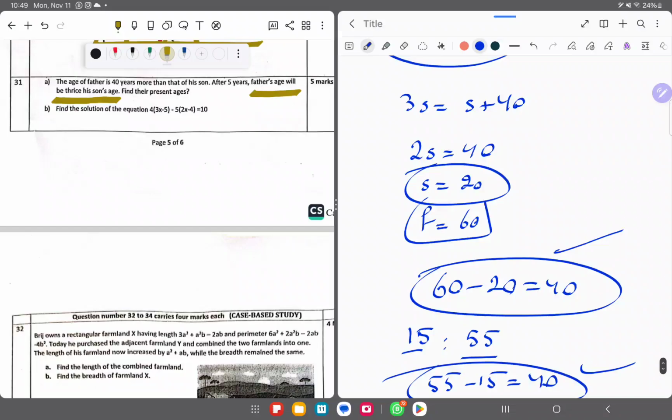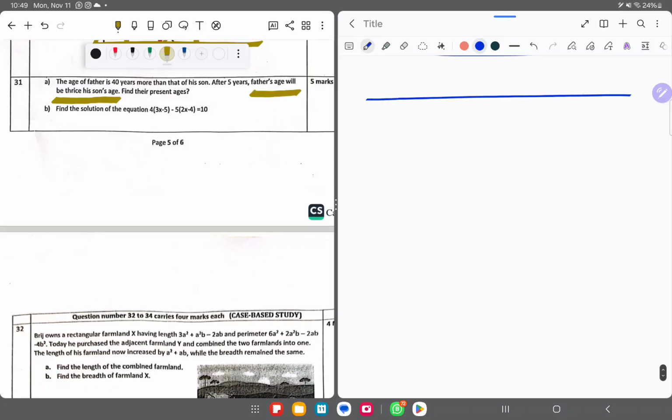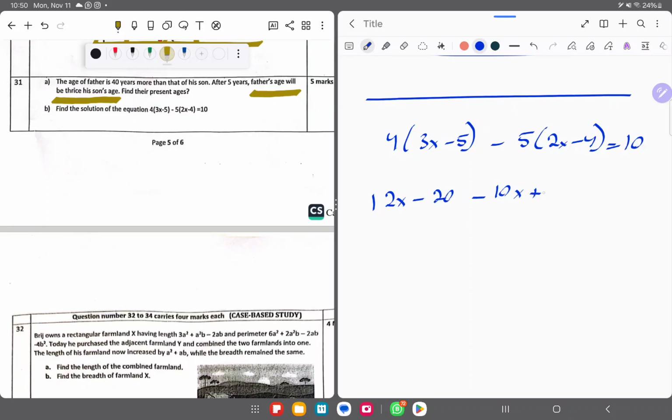Find the solution of the equation. Okay, we found x. No, we didn't. They're just asking for a solution. 4, 3x minus 5 into 2x minus 4 is equal to 10. 12x minus 20 minus 10x plus 20 is equal to 10. 20 goes away. 12x minus 10x, 2x is equal to 10, x is equal to 5. Yeah, basically.